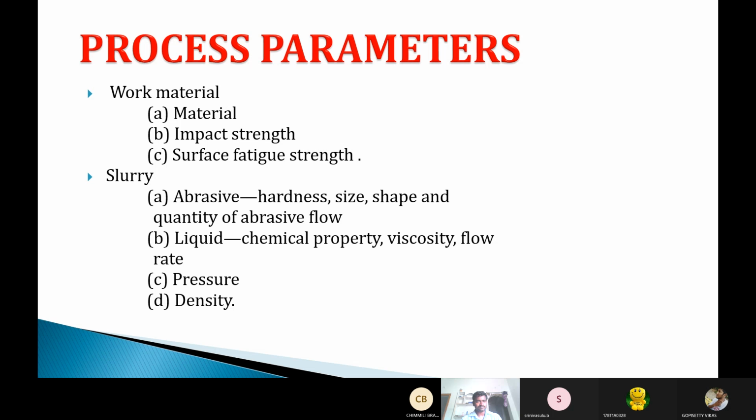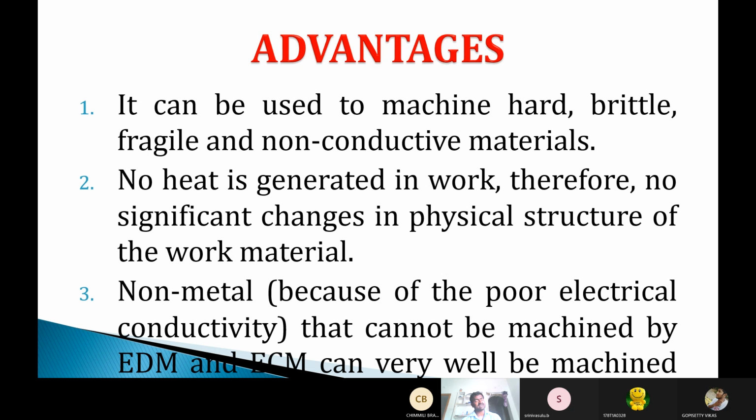Next, the work material: material, impact strength, surface fatigue strength. Next, the slurry: abrasive hardness, size, shape, and how the abrasives should be. Next, quality of abrasive flow. Next, the liquid: chemical property, viscosity, flow rate, pressure, density. These are the parameters possible in ultrasonic machining.